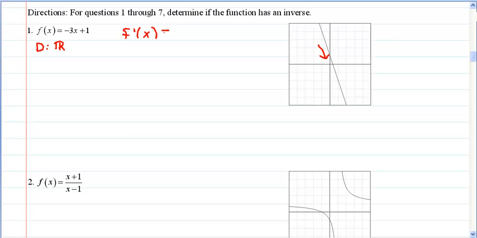And the first derivative is equal to negative 3. So if it's equal to negative 3, then it is always decreasing, and therefore monotonic. And if it's monotonic, it has an inverse.